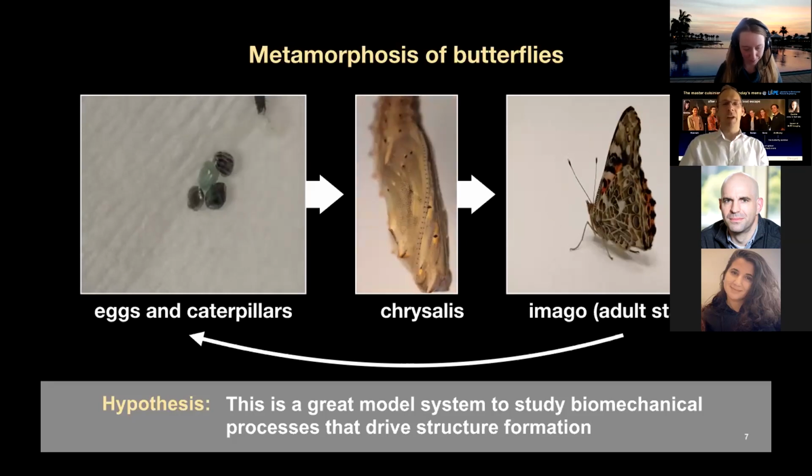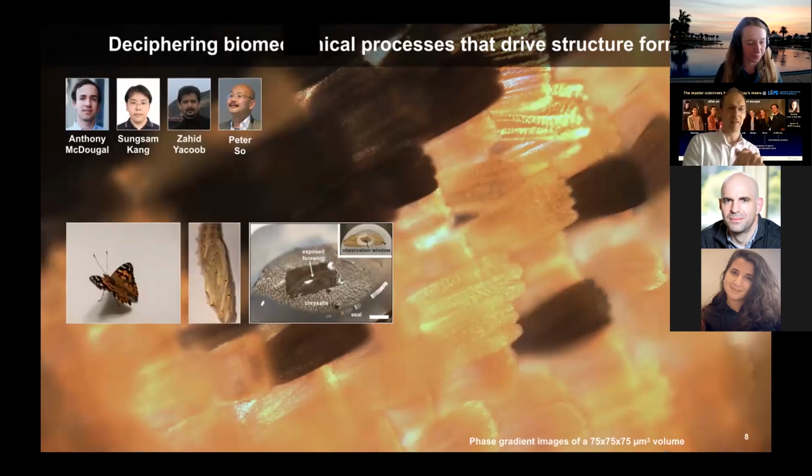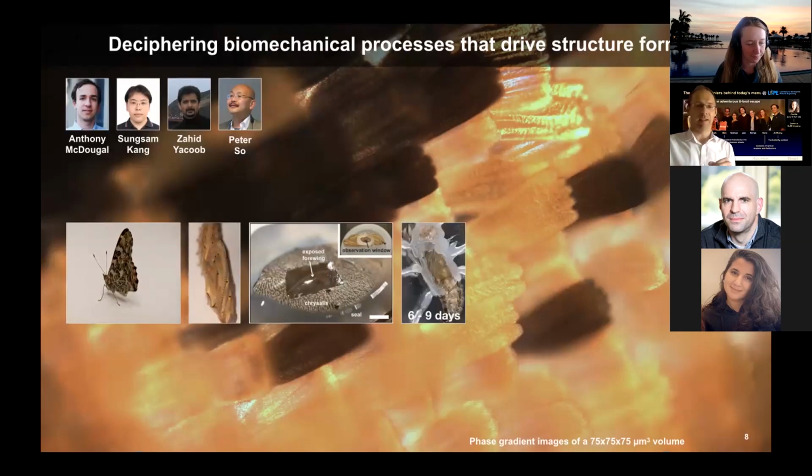But what Anthony is doing is a very cool thing. He takes the butterfly in the chrysalis that you can see in this picture here, and makes a small window in that chrysalis. And that window is not detrimental enough for the butterfly to not make it. It can still survive. And you can then look through this window and see how structures form on the wing of the butterfly.